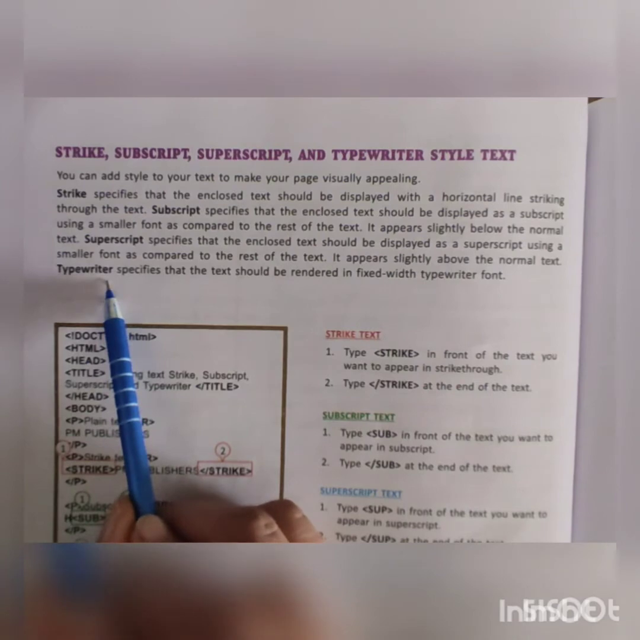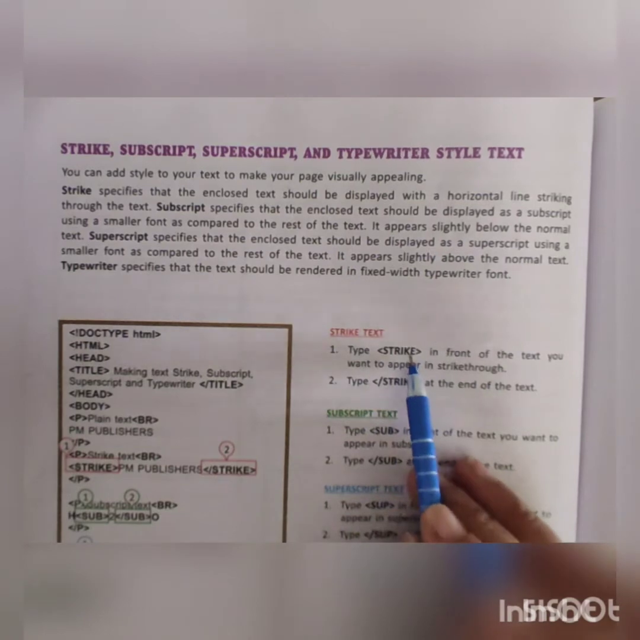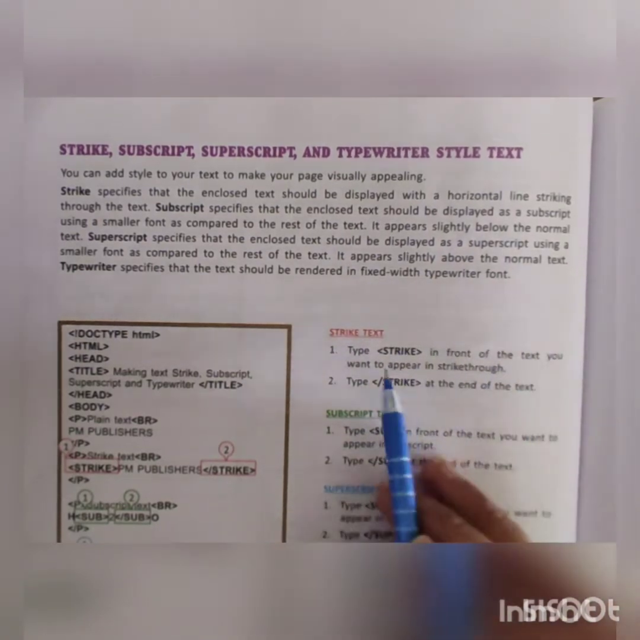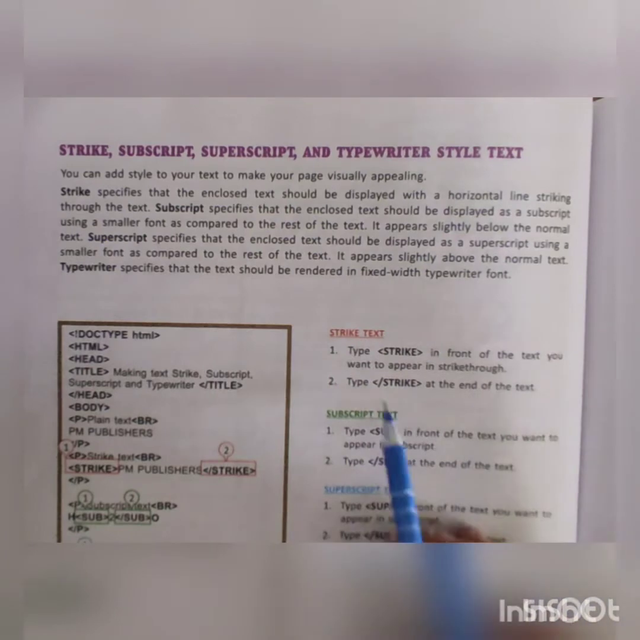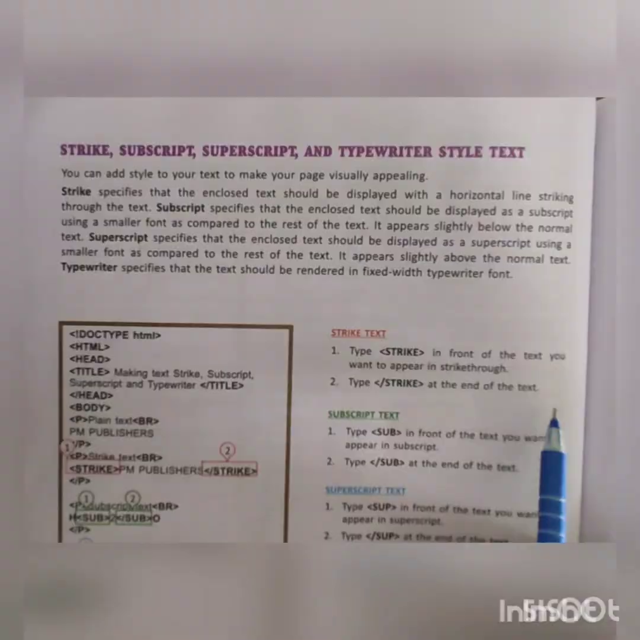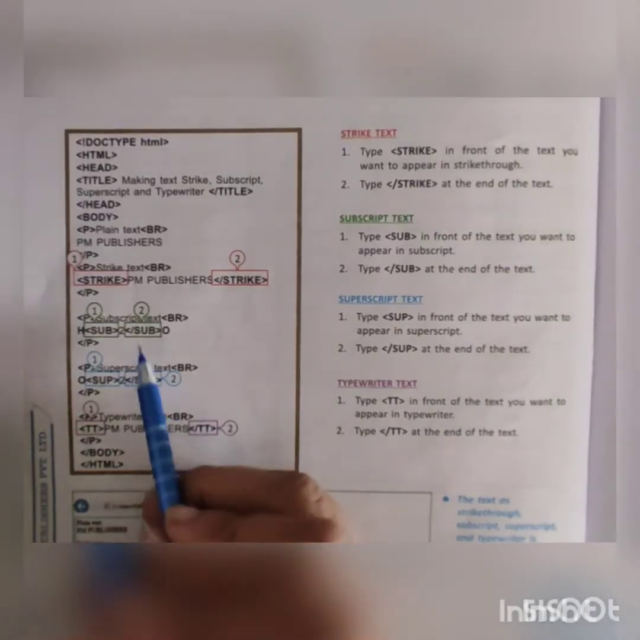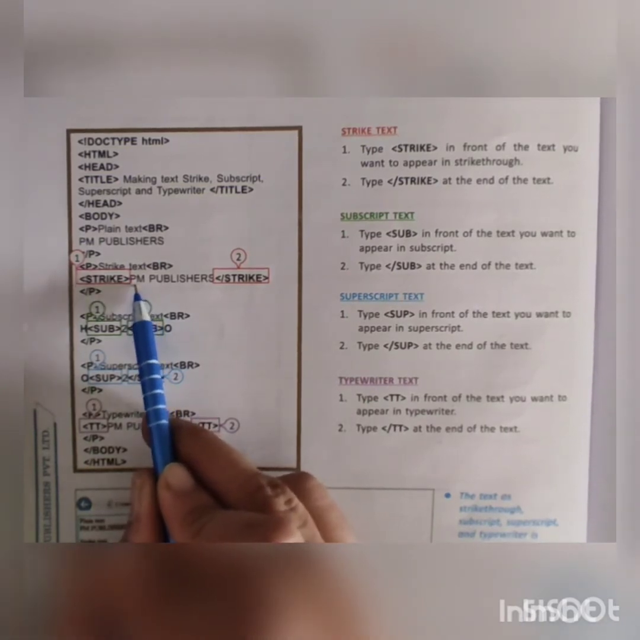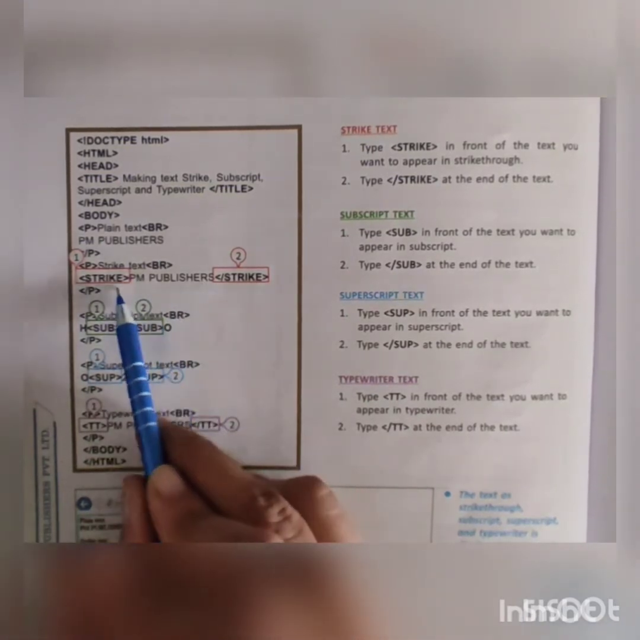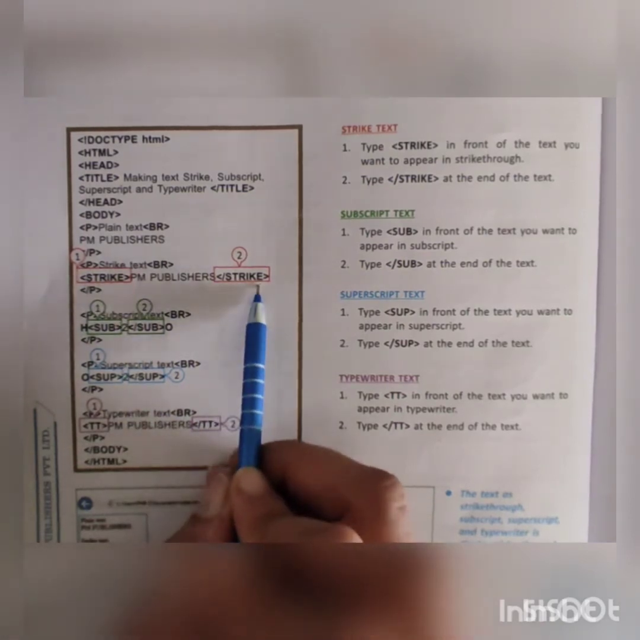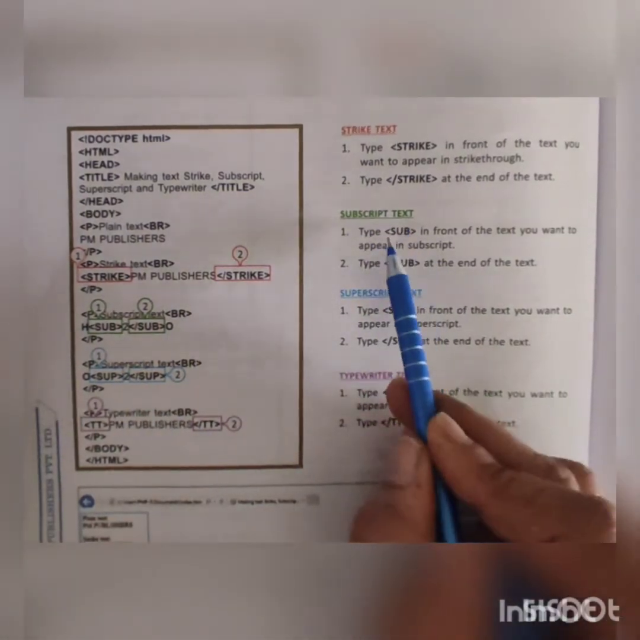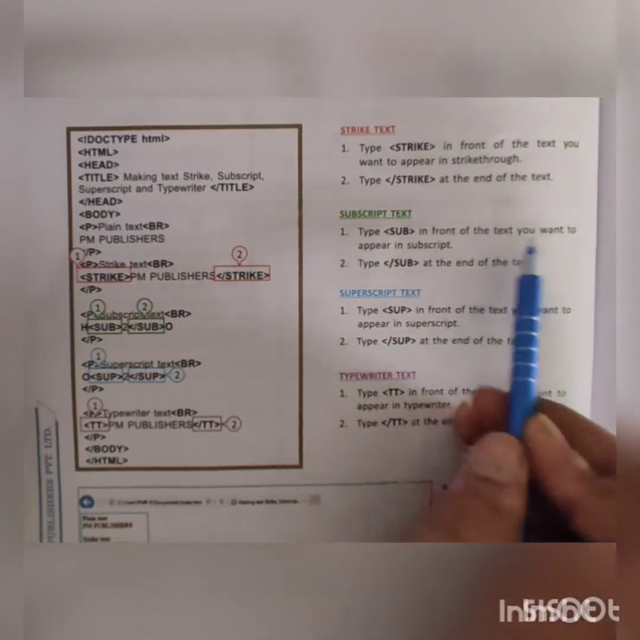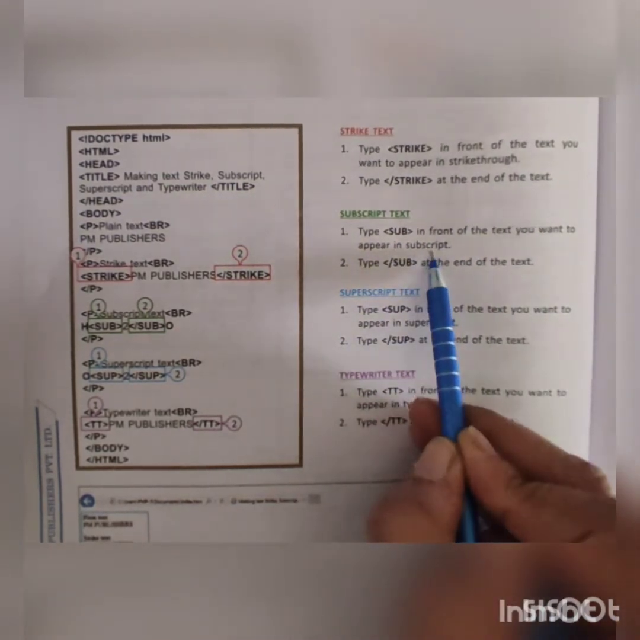Okay students, so how can we apply these features? First one is strike text. Type strike in front of the text you want to appear struck through, and type /strike at the end of the text. In this example, if we want to use the strike feature for this line, PM Publisher, we have to use strike and /strike.